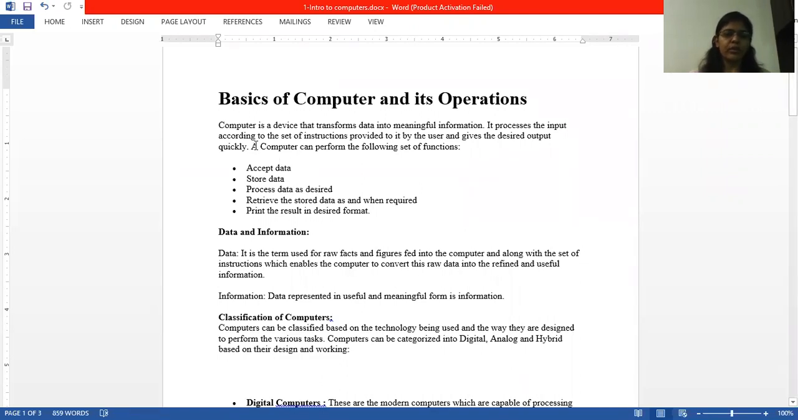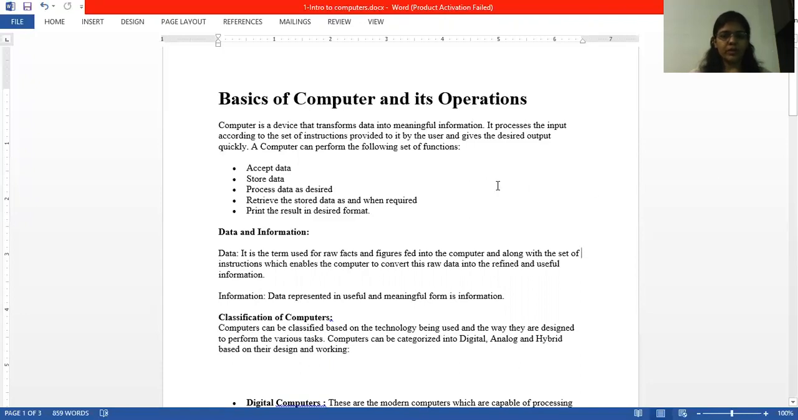So what is a computer? What do you understand by the term computer? Computer is an electronic device, everybody knows that. What does it do? It transforms the data into meaningful information. It takes the data from us and transforms this data into meaningful information. It processes all the input according to the set of instructions provided by the user and gives a desired output. It works on our instruction. Whatever instruction we give to a computer, the computer takes it as an input and gives a resulting output.